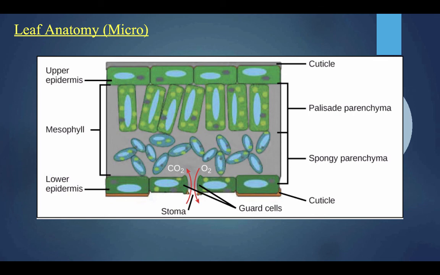Now, if we want to actually look at the leaf and cut it in half so we can see what's there, you have on the outside what's known as a cuticle. And the cuticle is important because it's going to be waxy, like a protective layer that they have over there.